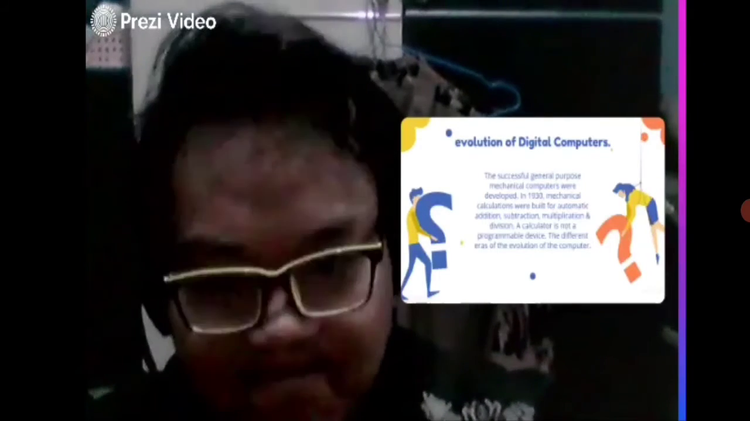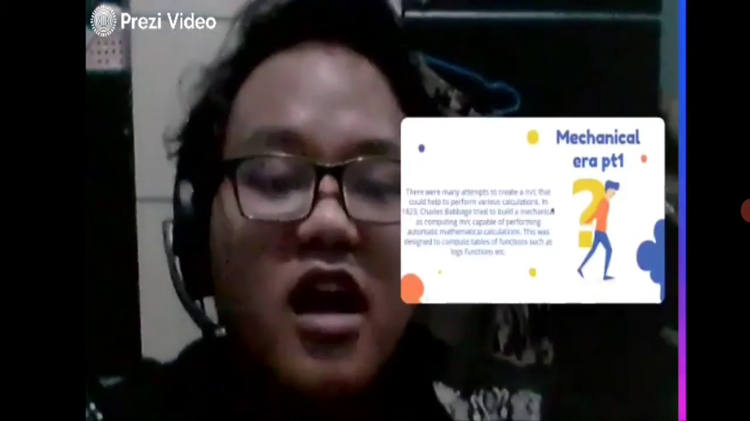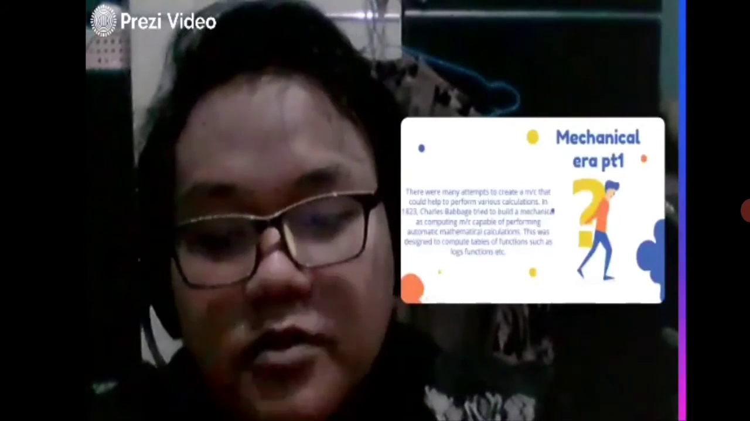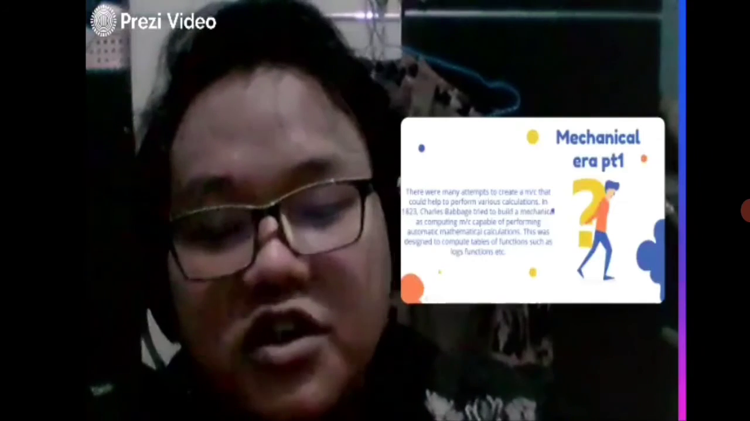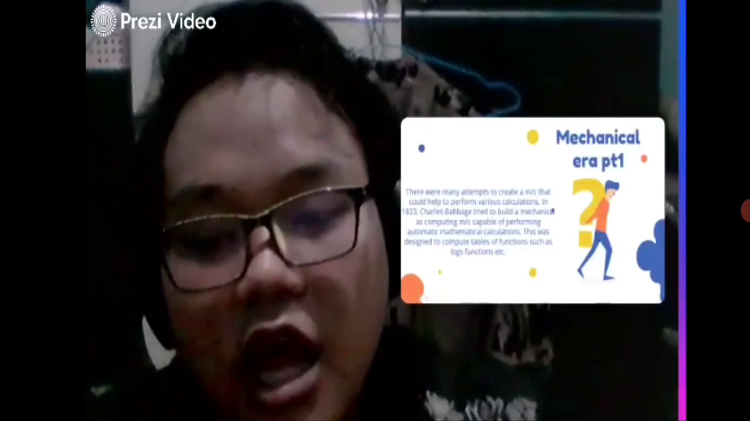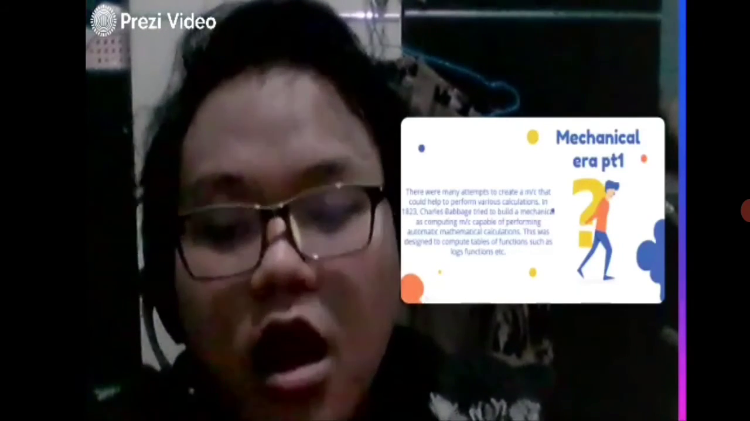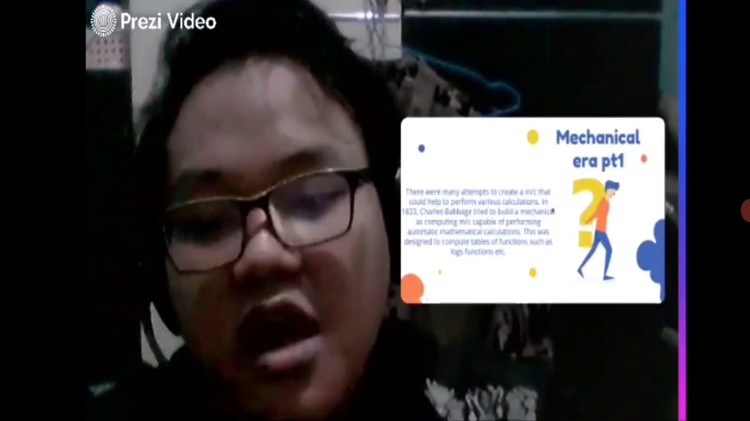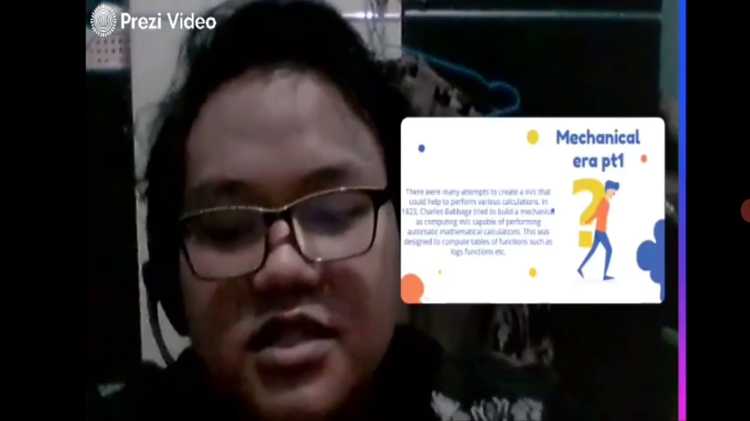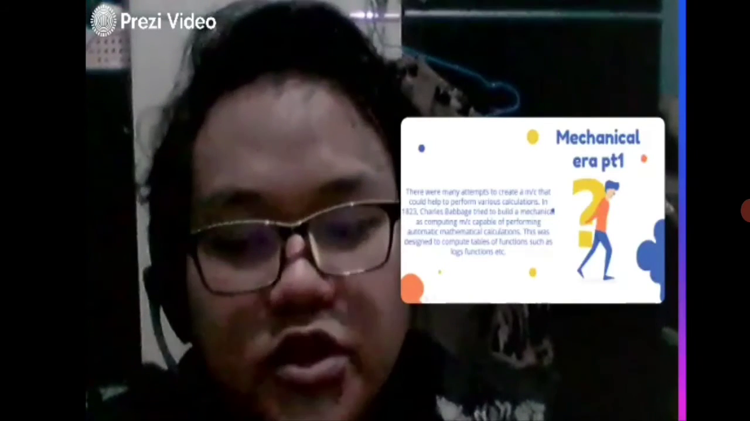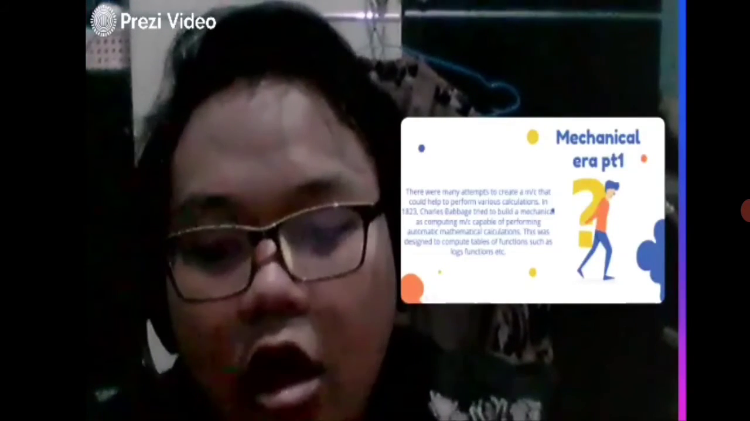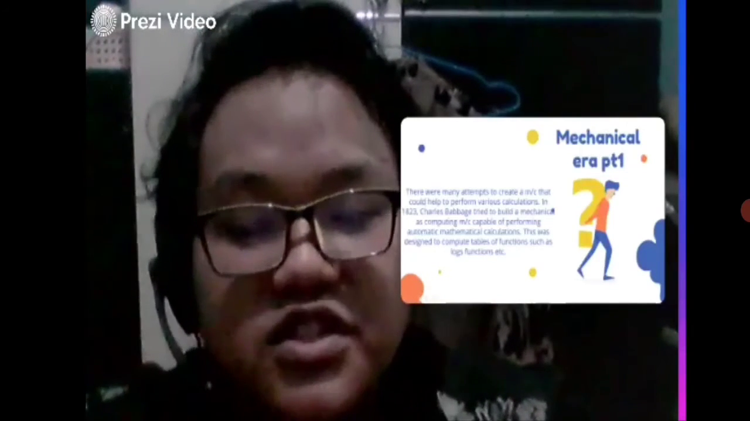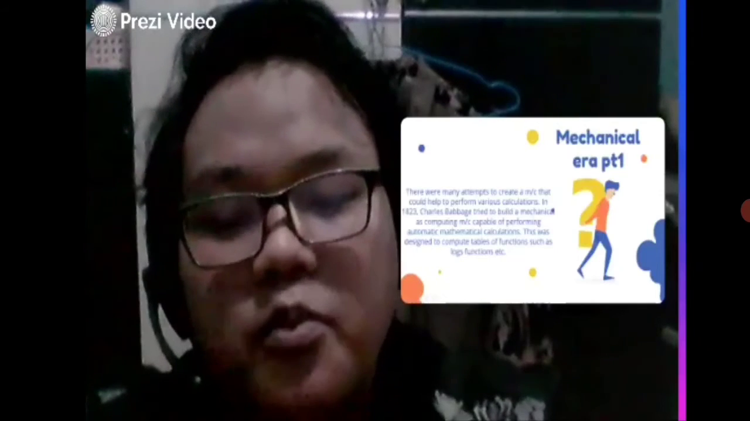Okay. In the mechanical era, part 1. There were many attempts to create machines that could help to perform calculations. In 1823, Charles Babbage tried to build a mechanical computing machine capable of performing automatic mathematical calculations. This was designed to compute tables of functions such as the log function.